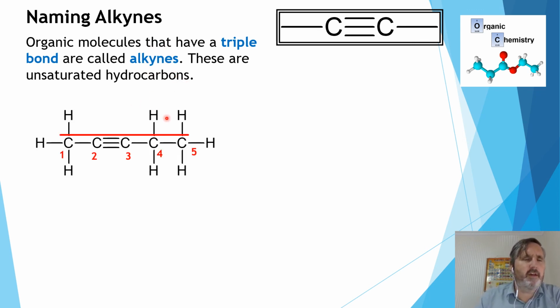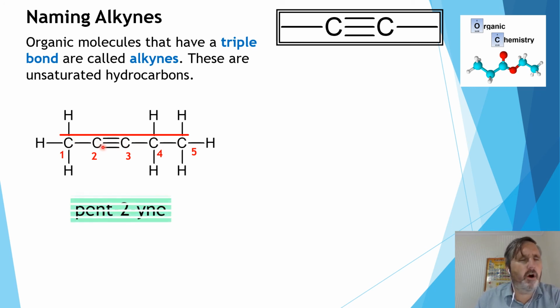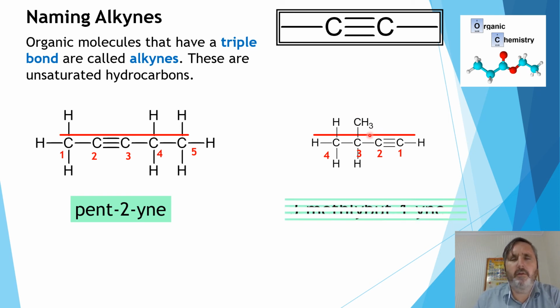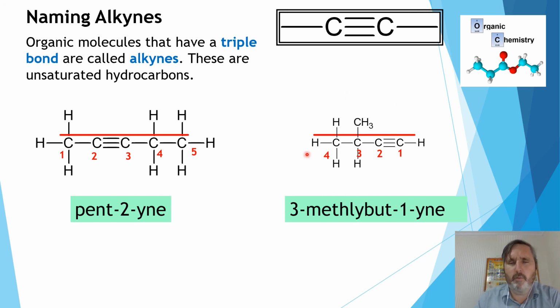Let's have a look at this example here. The longest chain is 5. It has the triple bond coming off the second carbon, so it is going to be called pent-2-yne. Yne means triple bond. The last example here is there are 4 carbons in a row. The triple bond comes off the first carbon, and there is a methyl group coming off the third carbon. So this one is going to be called 3-methylbut-1-yne, and that's how we name triple bonds.